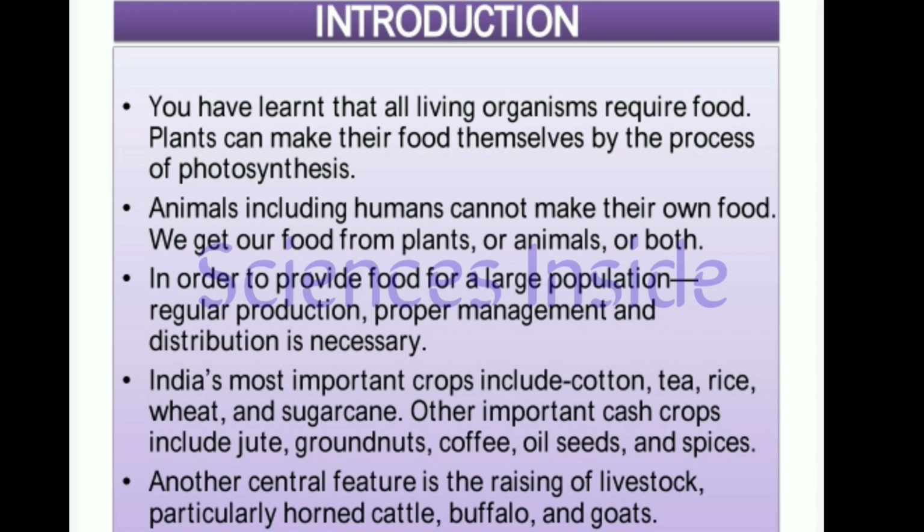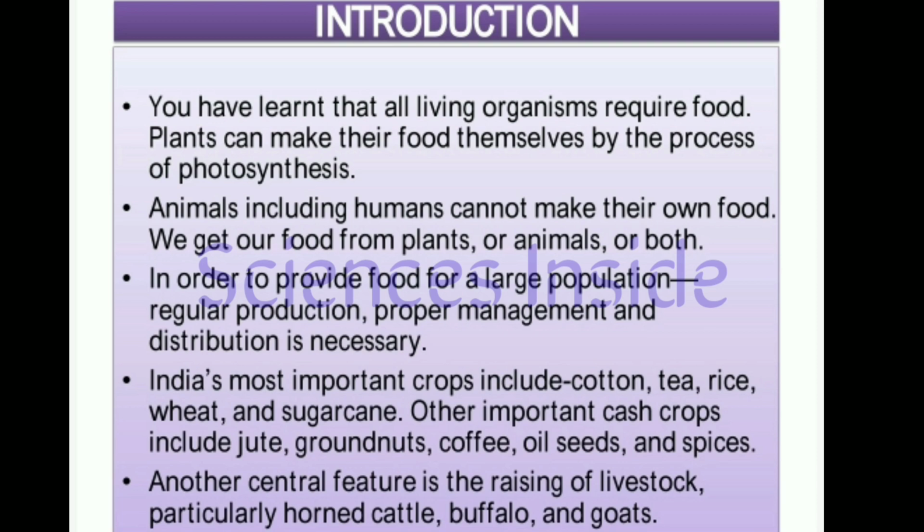In order to meet its food requirement, we not only need to enhance food production but also need to manage production practices, that is storage and distribution of food also. So India's most important crops include cotton, tea, rice, wheat and sugarcane. Other important cash crops include jute, groundnuts, coffee, oilseeds and spices.